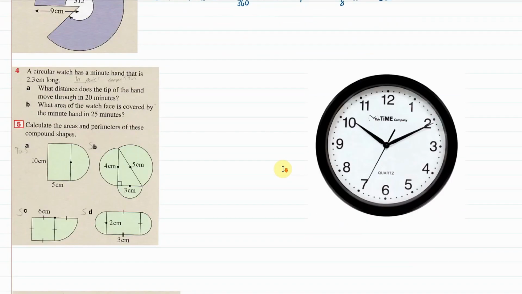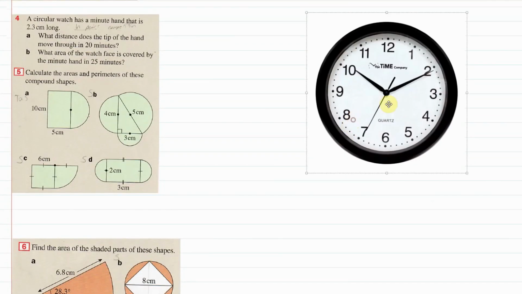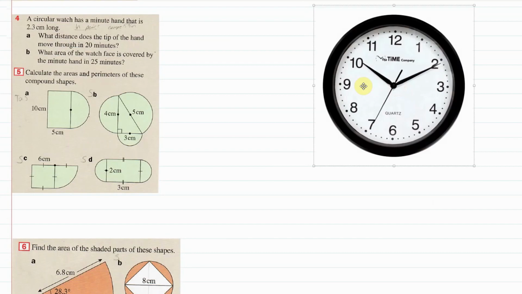Okay, we'll move a little bit further down here. This one's a word problem. Some of you may have had a bit of trouble. The circular watch has a minute hand that is 2.3 centimeters long. What distance does the tip of the hand move through in 20 minutes? Okay, so let's assume that it starts here. Here's our minute hand. It starts here and it moves 20 minutes. So it's moving 1, 5, 10, 15, 20. So it moves to there.